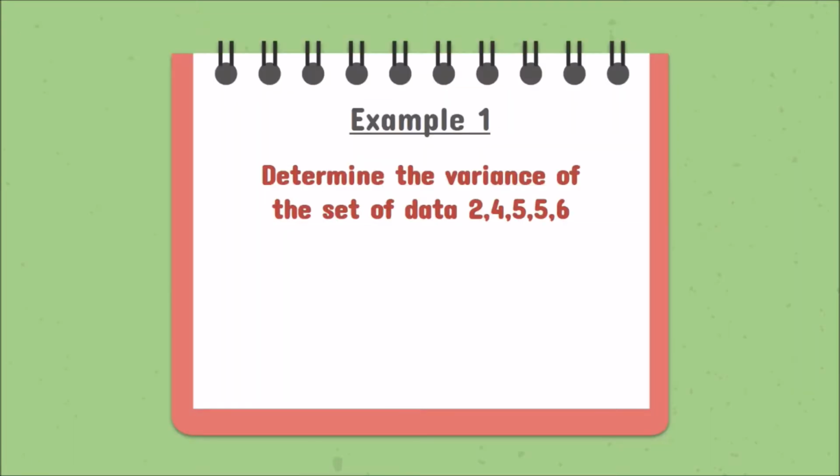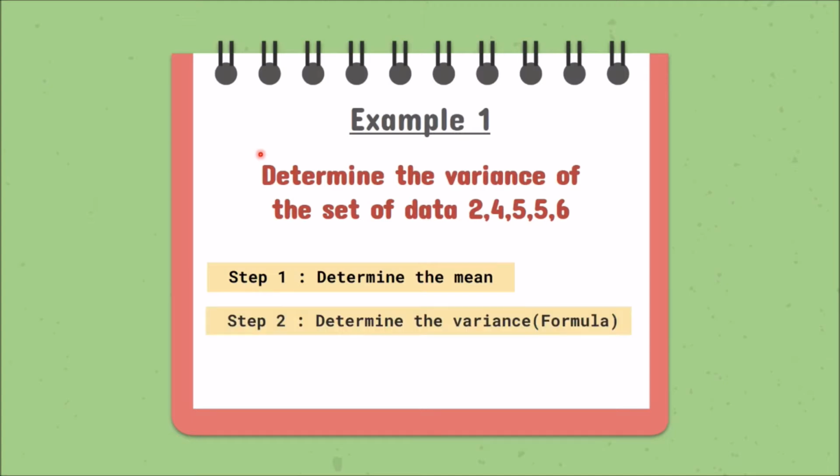Now, let's try example 1. Determine the variance of the set of data 2, 4, 5, 5, 6. There are 2 steps to solve this question. Step 1: determine the mean. Step 2: determine the variance using the formula of variance. Let's look at the next video on how to determine the variance.